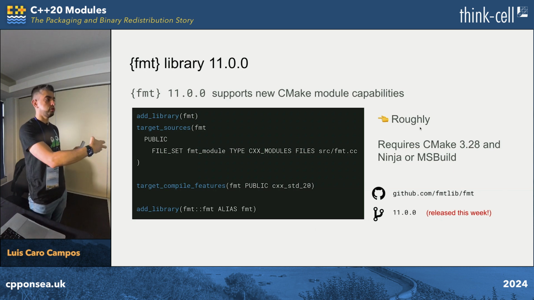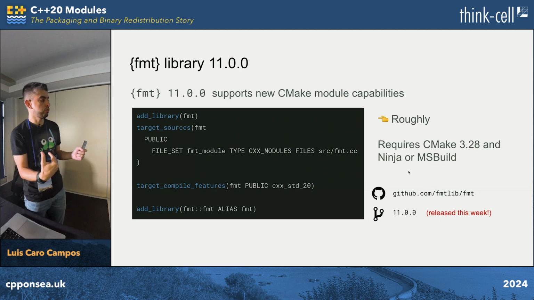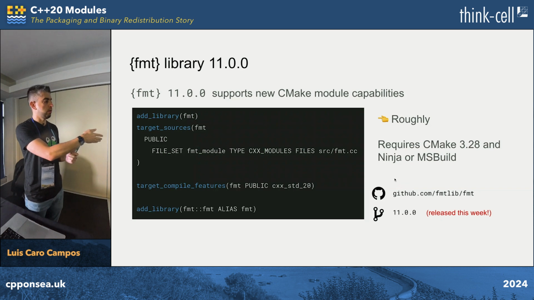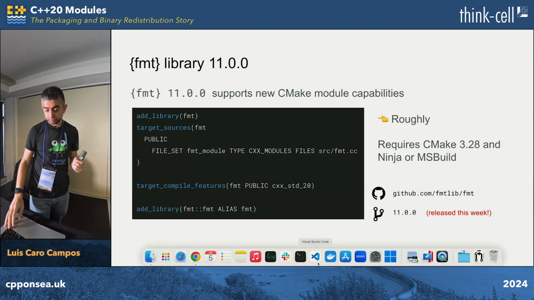CMake knows from this information, if you're using CMake 3.28 and one of the build systems mentioned here, that CMake needs to do dependency scanning. So if somewhere else in your project you link against the FMT target, then it's going to work. Dependency scanning is going to kick in. This file is going to be compiled to produce the BMI before compiling the files that do the import. So I encourage you to try this. It was actually released this week. Remember, you need to be using CMake 3.28. And in this case, I saw that it requires Ninja. I think I need to open an issue that it should also support MSBuild.